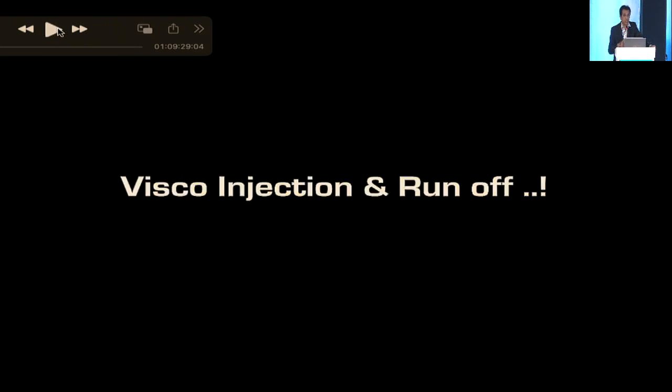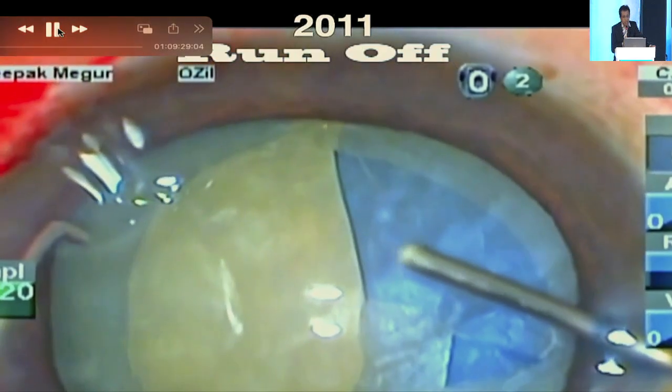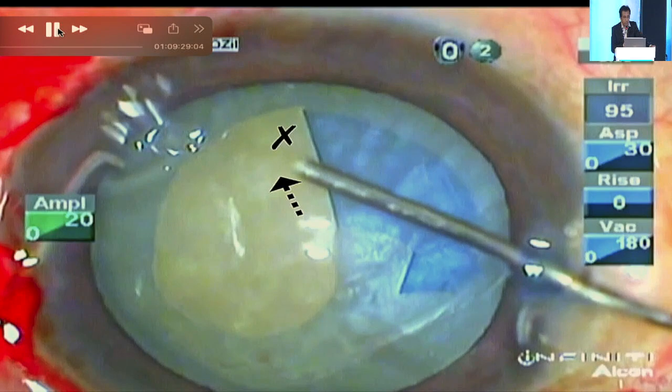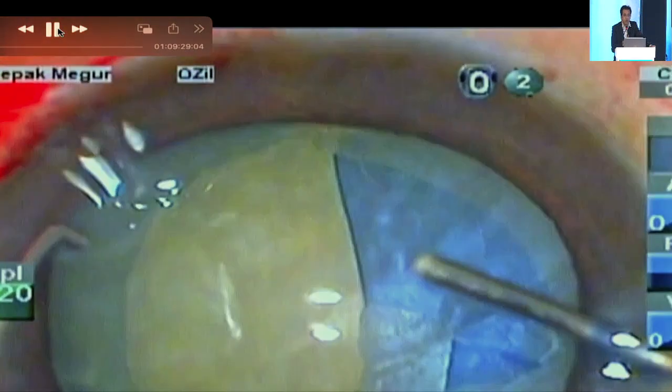Now, some of the things which I learned over a period of time, maybe 14 years back, when this was the way I used to inject OVD. It is purely the wrong way to inject an OVD to fill the chamber with a capsule half open. You're putting it exactly in the bag, and it's going to increase the pressure in an already tense capsule, and it is going to run off.